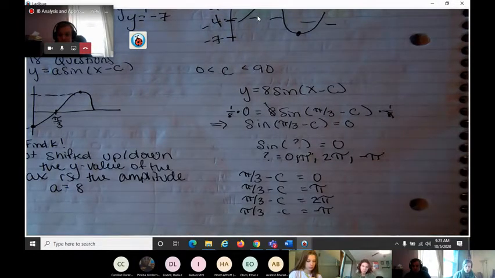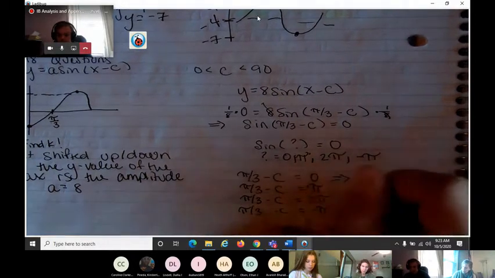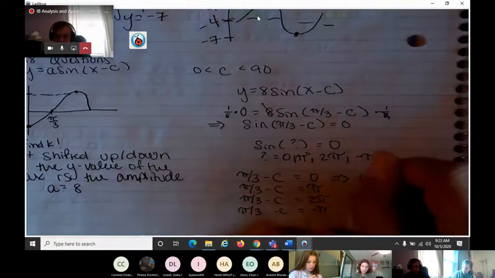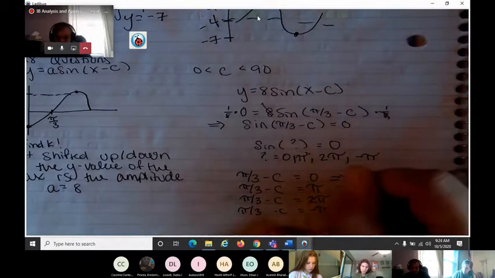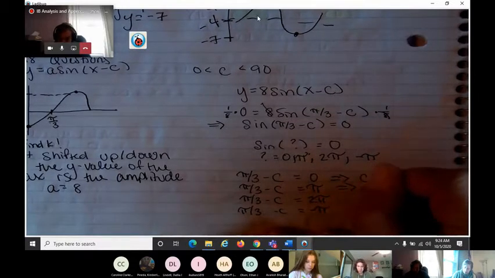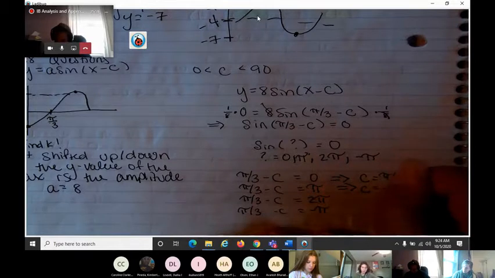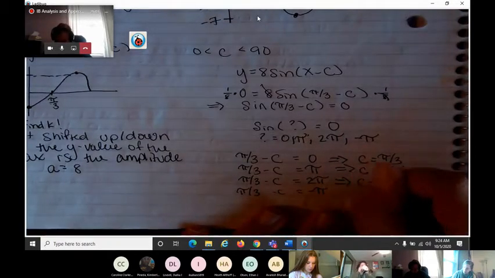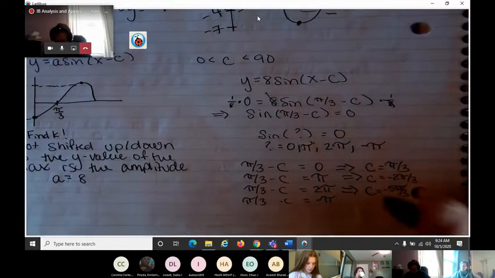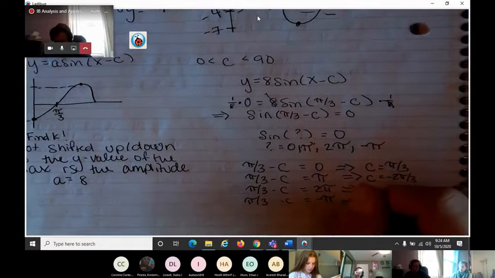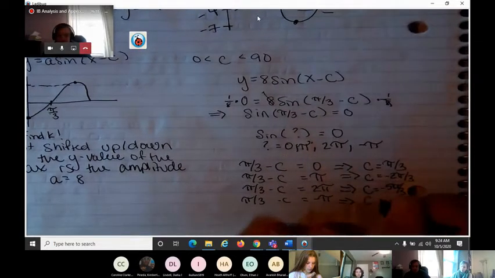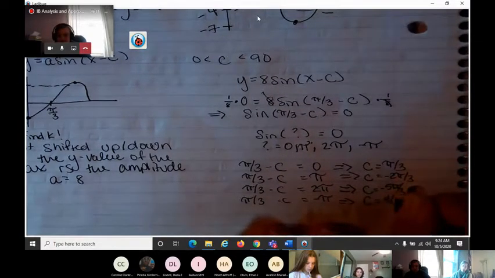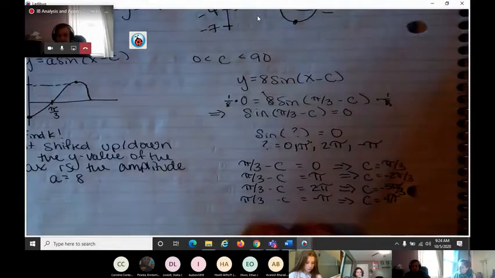Okay. When I solve this equation, I should get that c is pi over 3. Here, I get that c is negative 2 pi over 3. I get that c is negative 5 pi over 3. And the last one gives me that c is positive 4 pi over 3. Now, that was really ugly.